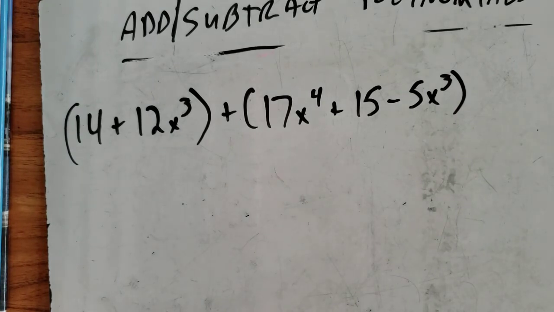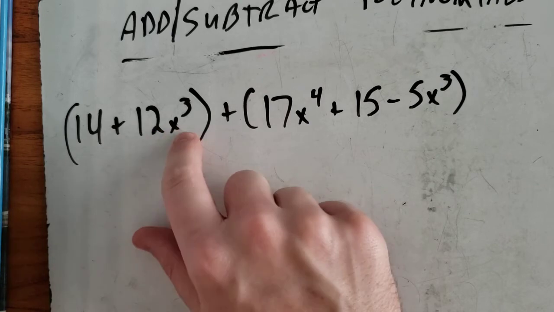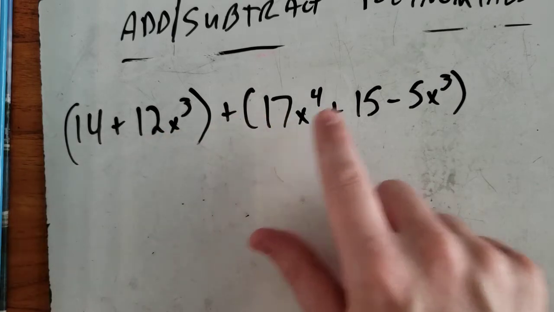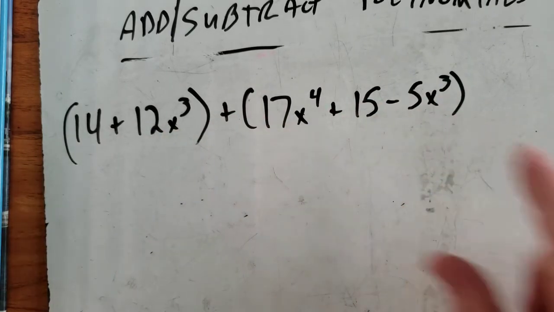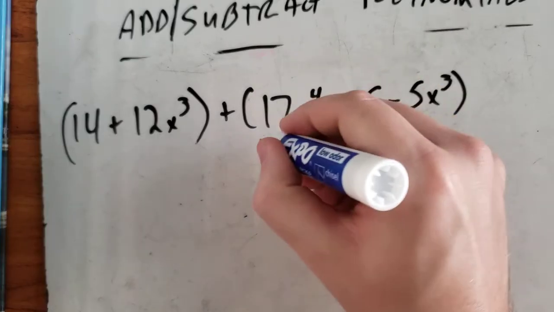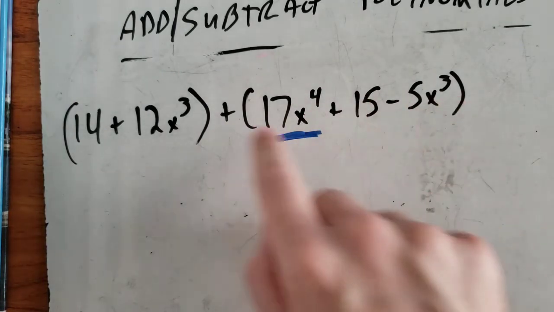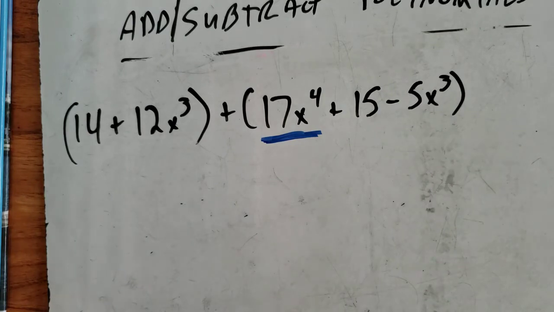So first thing you do, look for your highest exponent. What's your highest exponent? Well, we have nothing here. We have a 3 here. We have a 4 here. Nothing here, and a 3 here. So our highest exponent is our x to the fourth here. Now it's our only one with a 4, so it stays by itself.